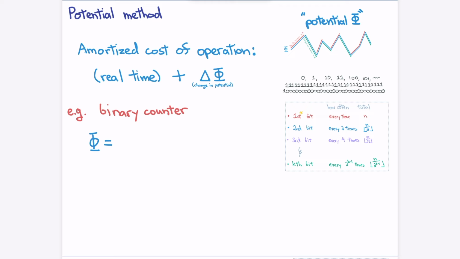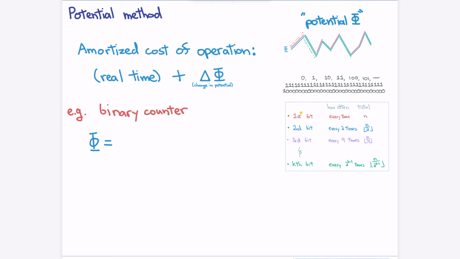Just like how we had changing credit, if you can come up with a potential scheme to describe it, and you can bound real time plus change in potential, that will translate to an amortized bound, just like how real time plus change in credit also gave you an amortized bound. If you want, you can see a credit scheme as a potential method where the potential is how many credits you have in a bank. But that doesn't matter too much. It's just a matter of finding an appropriate metaphor to help you pull off a good analysis.